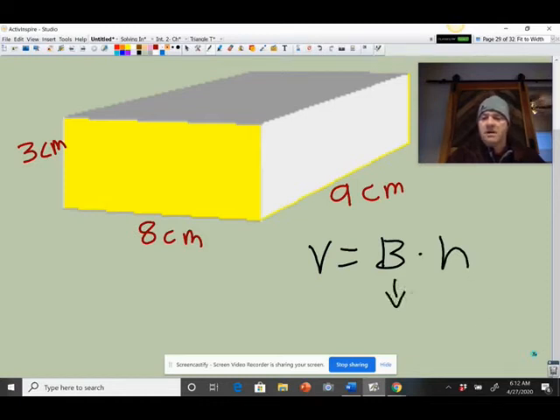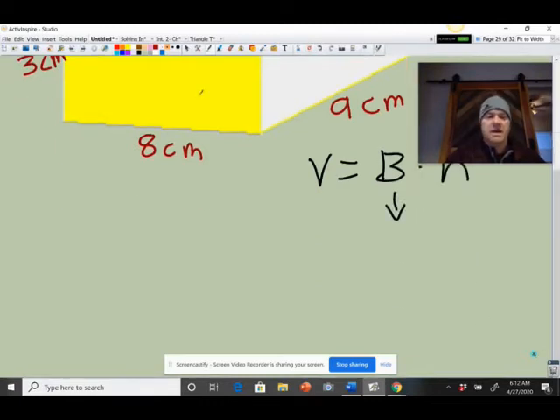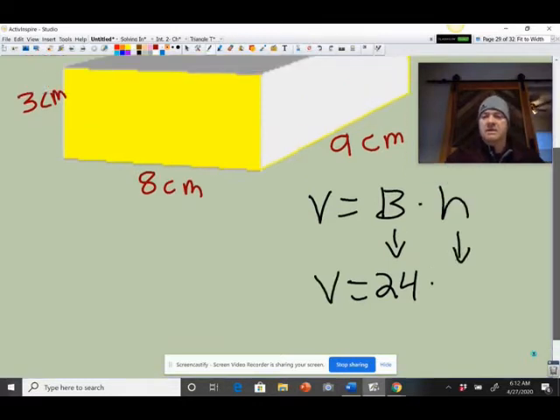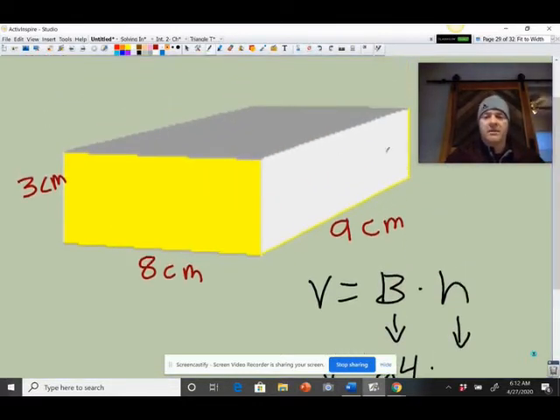Okay, so let's figure out what big B is. In this case, it's the area of this base. Area of the base is a rectangle, 8 by 3. So big B is going to be 24. I'm going to times that by the height. And the height of this prism is the distance between these two bases, and it's going to be 9.